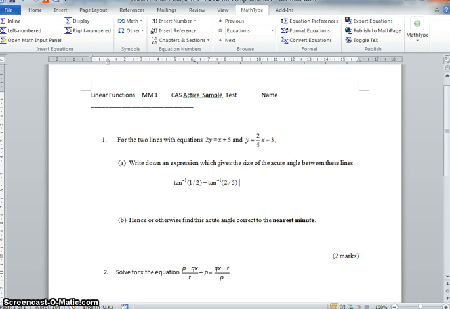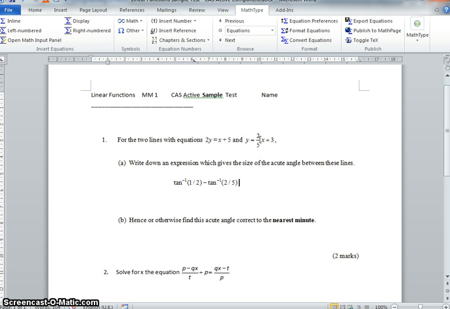Well, here's our sample test. First question. Write down an expression for the size of the acute angle between the two lines. First up, we need to notice that this line here has a gradient of 1/2. This line has a gradient of 2/5.